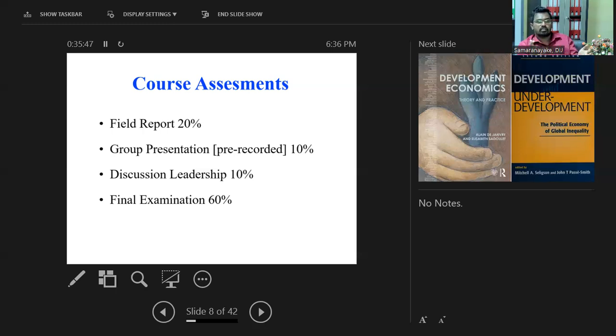I can create groups, and you don't need to meet physically. You will all collect your information on your own, and then finally you merge them together and create a group video, which is not a typical PowerPoint presentation. It's a pre-recorded video, right? That is the presentation you will present. The way you present, it's not a PowerPoint presentation.